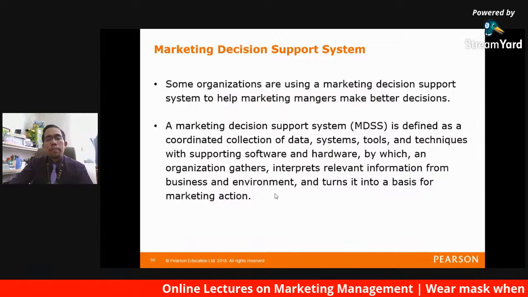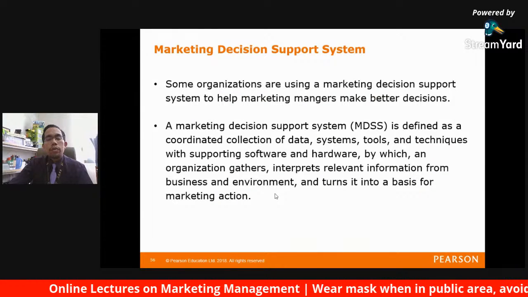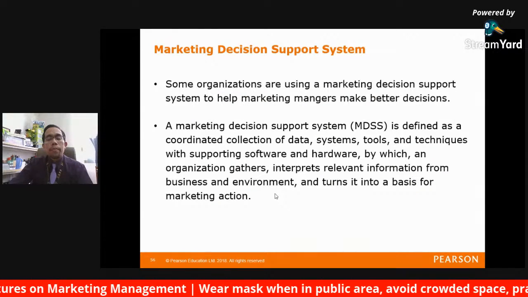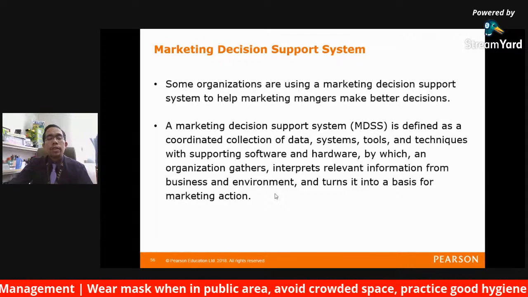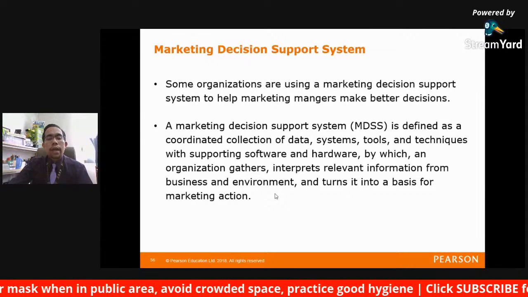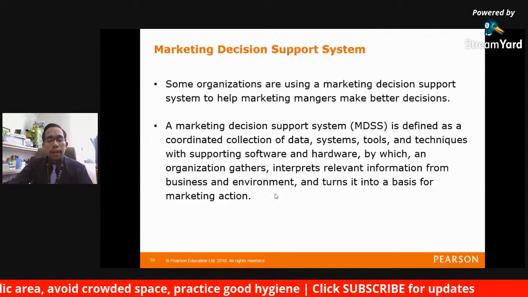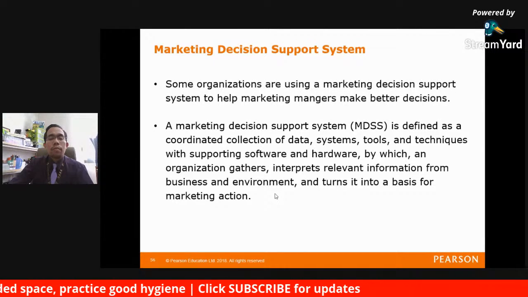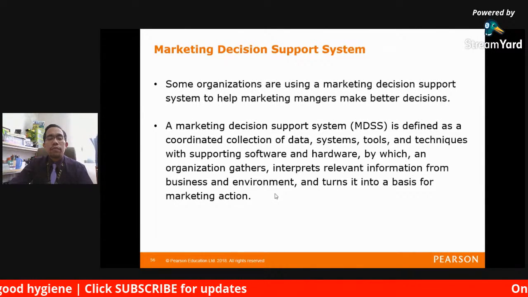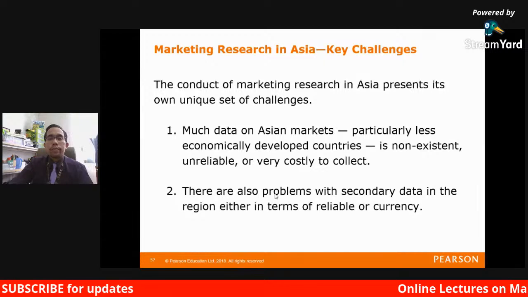Marketing decision support system. Okay, which takes all the information, okay, and interprets that information from the business and environment and turns it into a basis for marketing action.